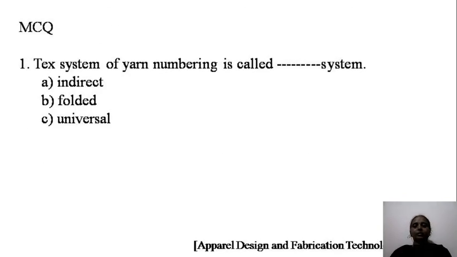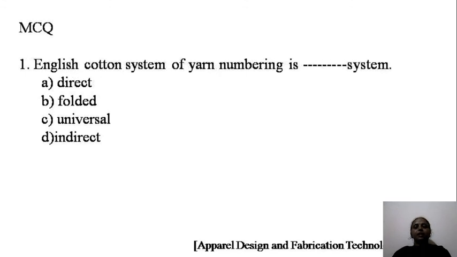After this you can try the multiple choice questions. First: the tex system of yarn numbering is called dash system: indirect, folded or universal. Tex does not come under indirect, it is a direct system. Folded is not used because it is difficult to find the count. Universal is the right answer, so option C is correct.